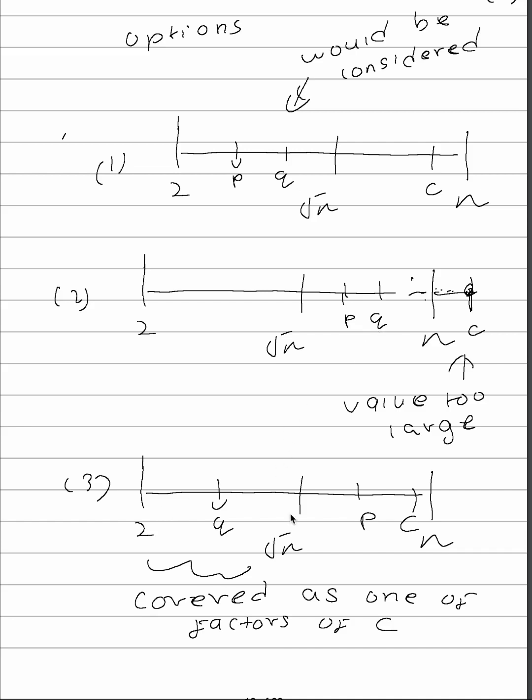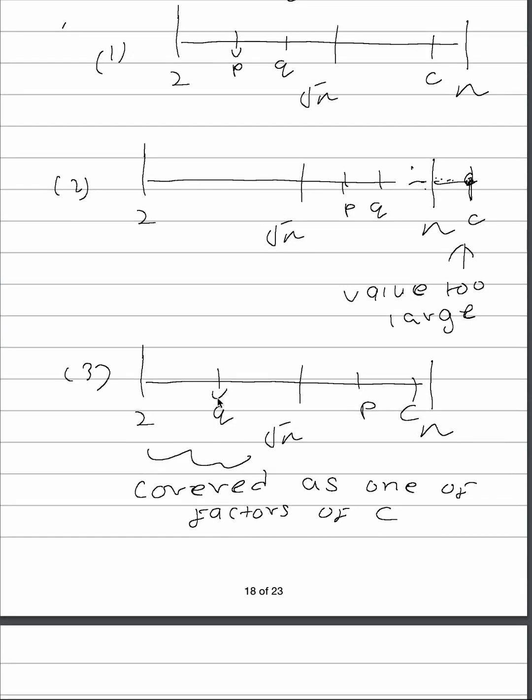If they are both before the square root of n, then they would be covered using the ordinary procedures of the sieve of Eratosthenes. If, however, they are both after the square root of n, then that will give a number that is greater than n, which means that such a value cannot exist. The other way is that this composite number has factors q and p such that q is before the square root of n and p is after the square root of n.